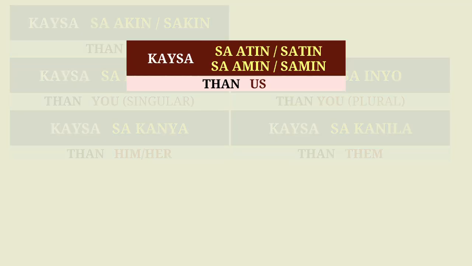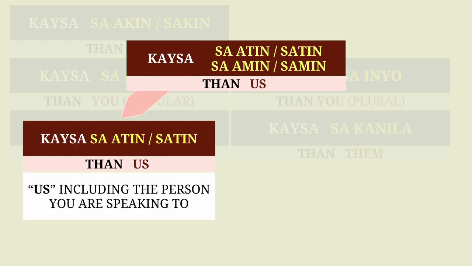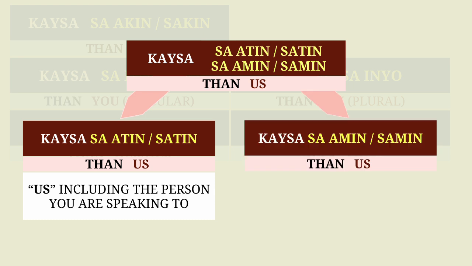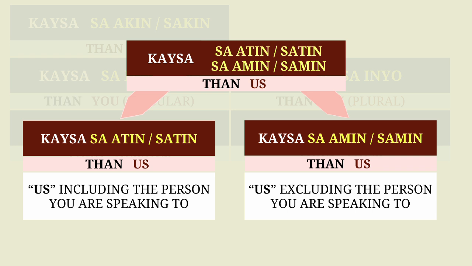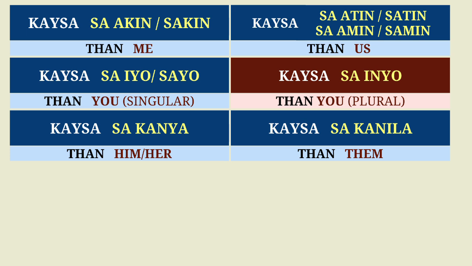So what is the difference between the two of them? If you've seen my previous videos about pronouns, you may already have an idea. Kaysa sa atin means than us, wherein by us, we mean us including the person that we are talking to. While kaysa sa amin is than us, wherein the us does not include the person that you're talking to. So it excludes the person that you're talking to. Okay, let's continue. Kaysa sa inyo. And then finally, kaysa sa kanila.